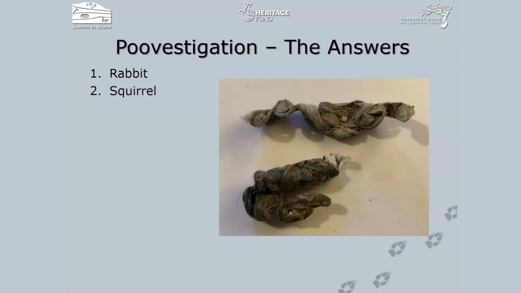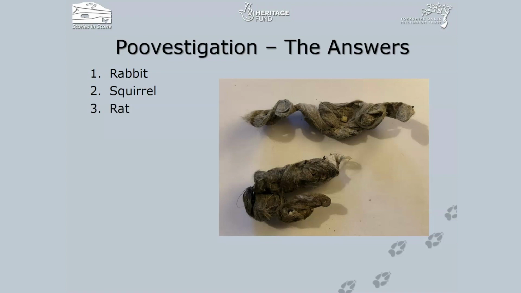The second one is one that is very hard to find, and I feel quite lucky to have actually managed to collect one of these samples. So this is a squirrel. It's very similar in appearance to a rabbit, but you don't tend to get many droppings together, whereas the rabbit, you tend to find quite a large volume of droppings in that location.